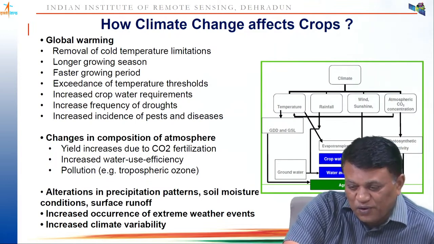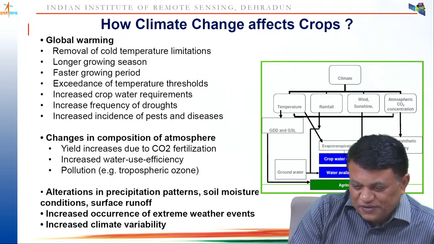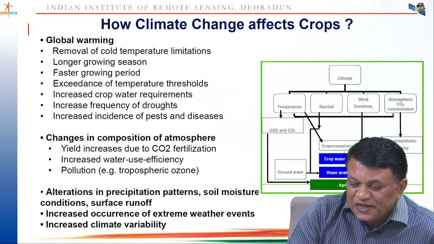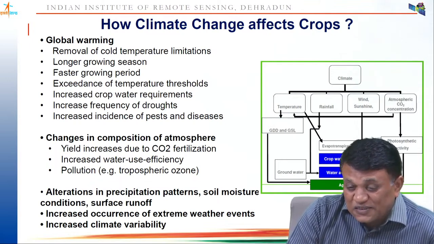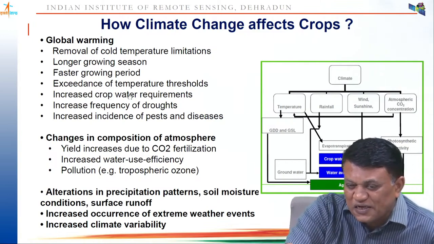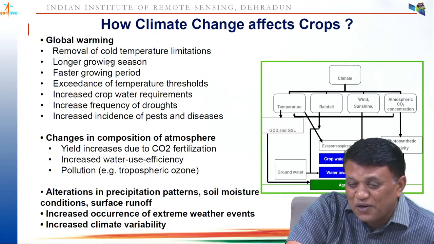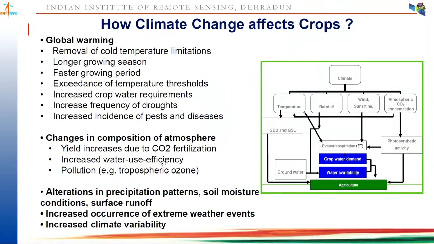Certain crops require a certain optimum temperature. Without that, they cannot emerge or they cannot flower. So under those conditions, if cooler temperature prevails, then they will not flower, they will not emerge. So if there is a rise in temperature, it will remove this cold limitation, and those crops may be able to grow there.